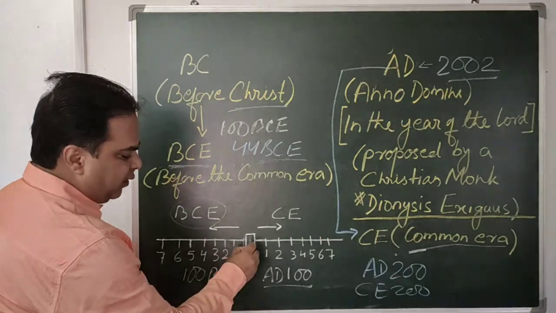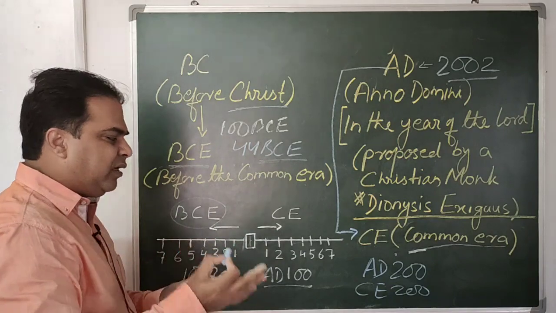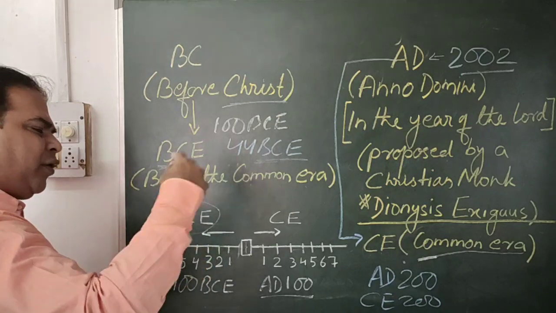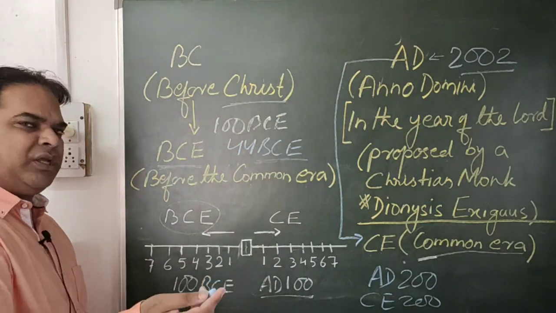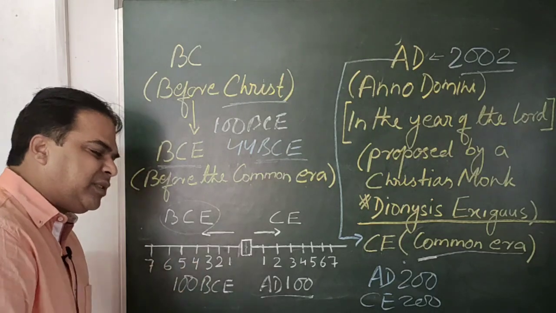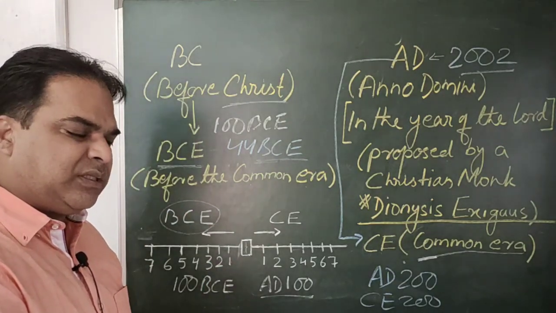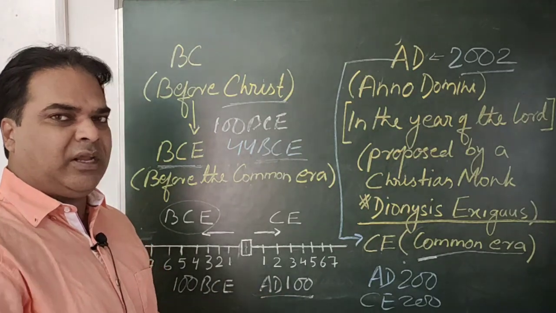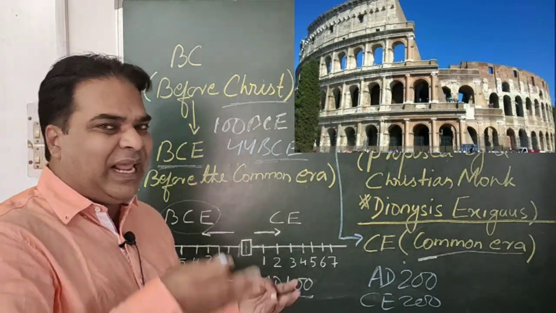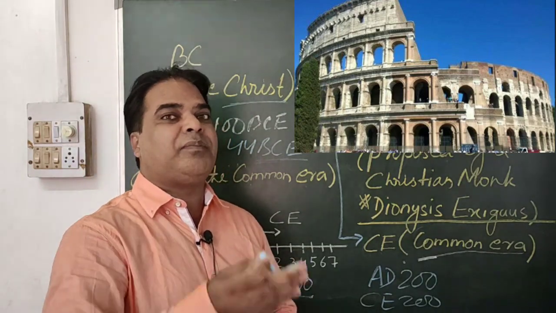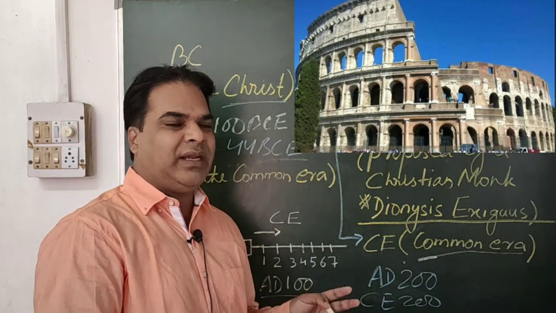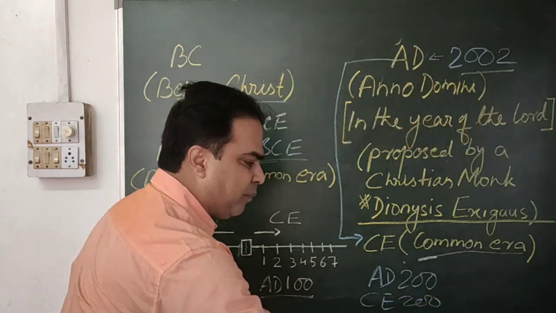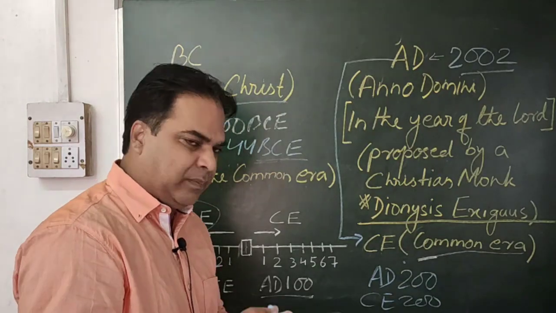The calendar year started from the birth of Christ. So they started to count years in the year of the Lord. Okay, so this side will go AD. Like I told you, Julius Caesar was born long time back. How many years before the birth of Jesus Christ was Julius Caesar born? 100 years. The great Colosseum of Rome was built 80 years after the birth of Christ. So what will we write? AD 80. 80 years after the birth of Christ, the great Colosseum of Rome was built.